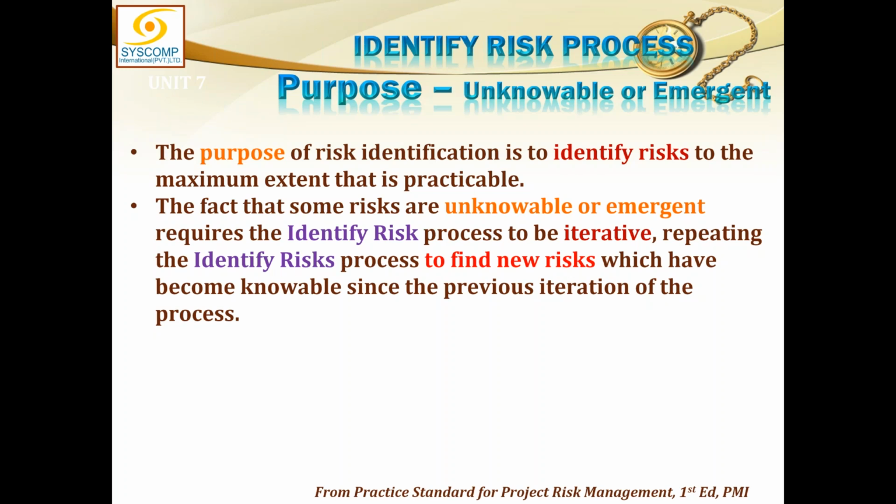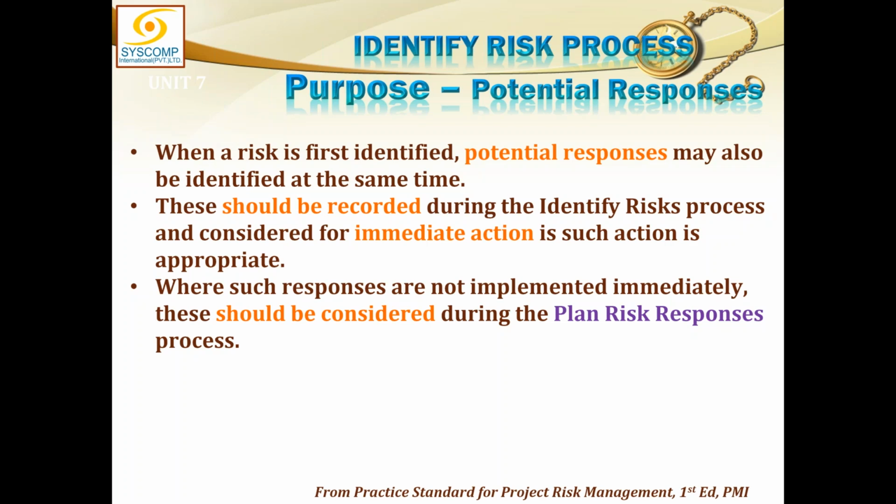The fact that some risks are unknowable or emergent requires the identify risk process to be iterative. Naturally, we will keep identifying, and ultimately one day, sometime, those unknown unknowns may become visible. Repeating the identify risk process finds new risks which have become knowable since the previous iteration of the process. So this will continue. When a risk is first identified, potential responses may also be identified at the same time.